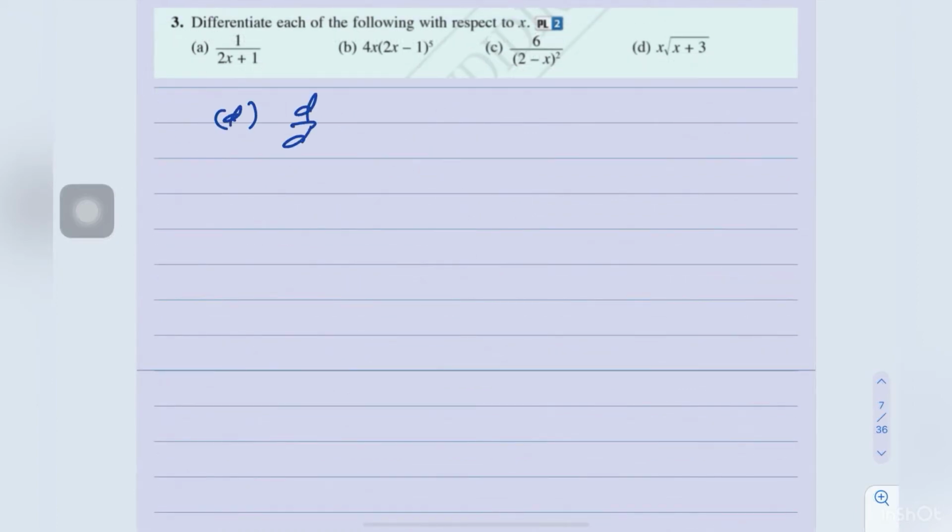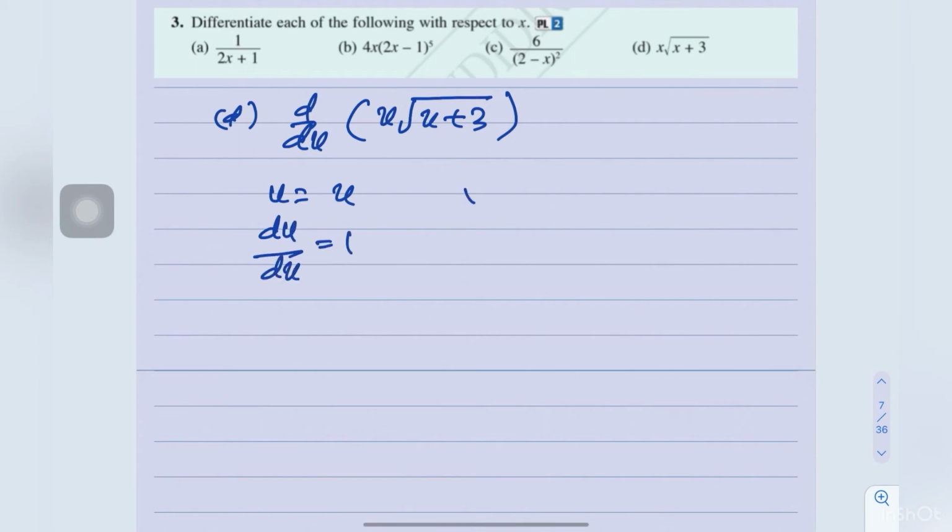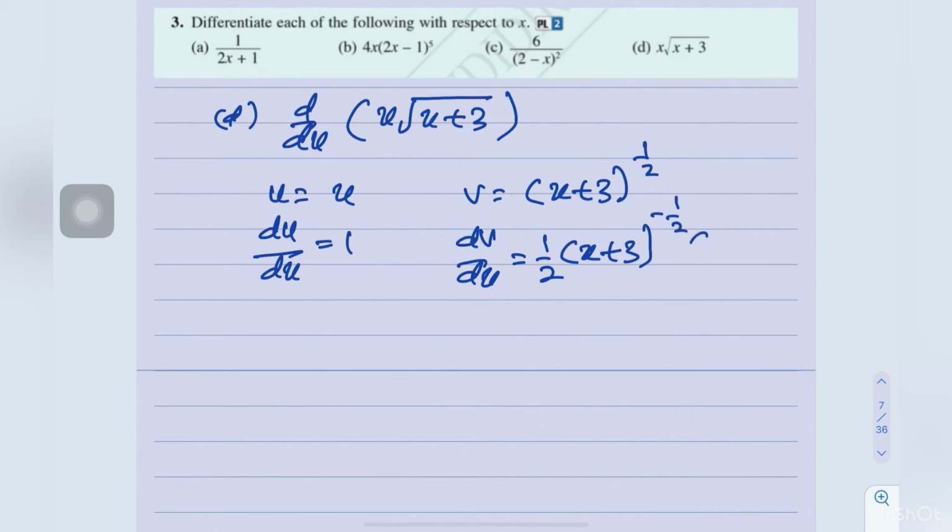Then D. Find the first derivative of x square root of x plus 3. For this one you have to use the product rule. So u is x, du/dx equals 1. v is the square root of x plus 3, which is (x plus 3) to the power of half. So dv/dx is 1 over 2 (x plus 3) to the power of negative 1 over 2 times 1, which equals 1 over 2 square root of x plus 3.